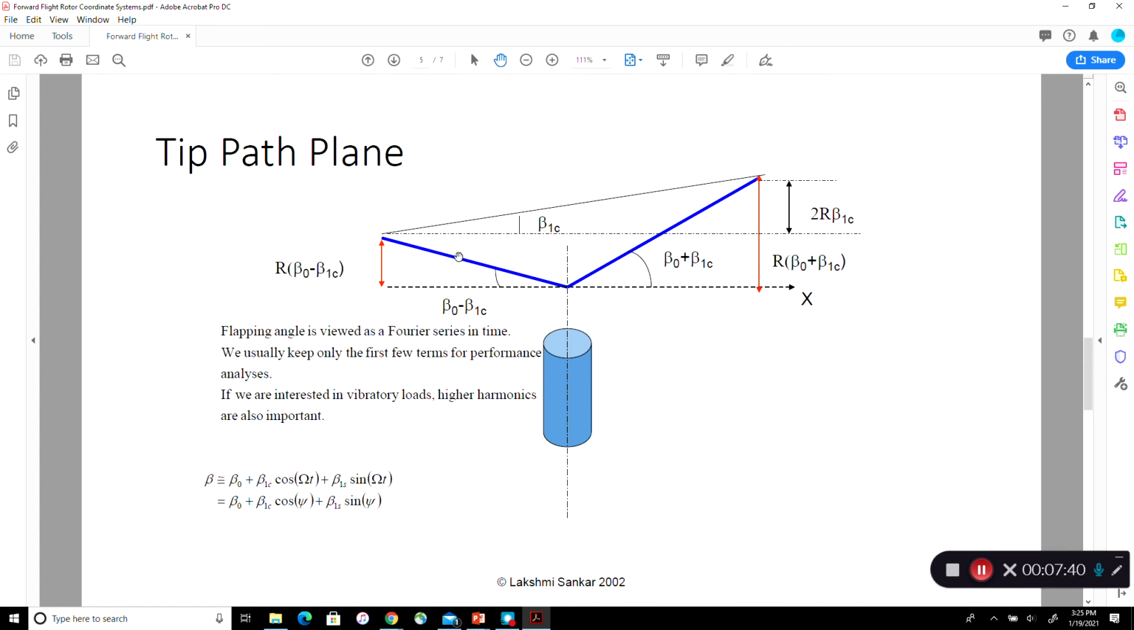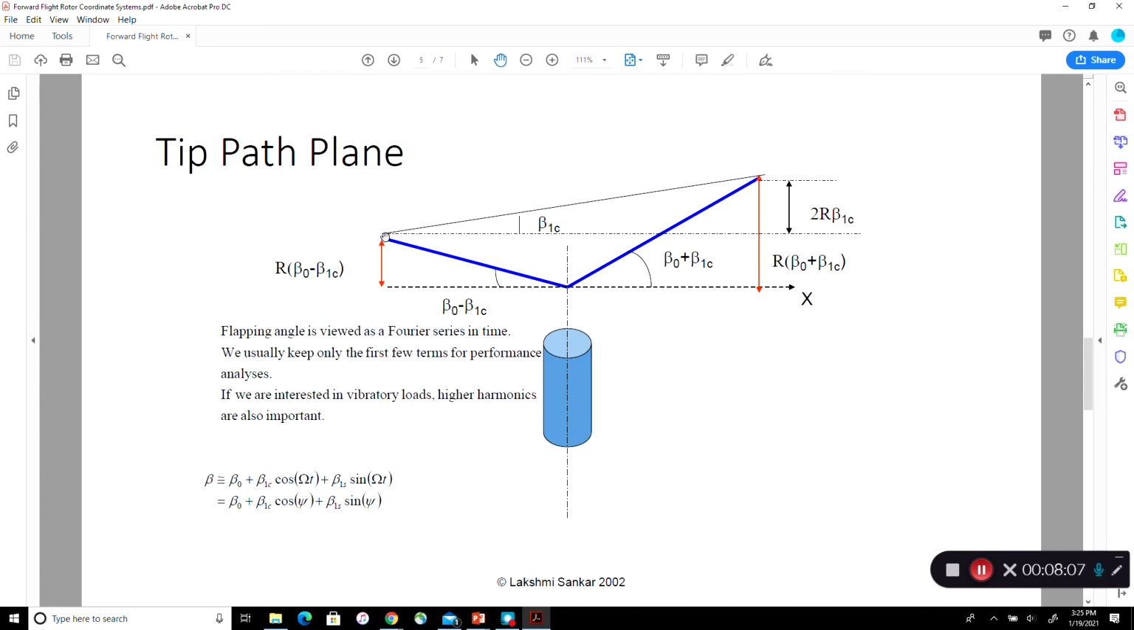How about in front of the pilot? This is r. Psi is 180 degrees. Cosine of 180 degrees is minus 1. So this angle is beta naught minus beta 1c. So the vertical height is r times sine of beta naught minus beta 1c, which is simply r times beta naught minus beta 1c for small angles when these angles are expressed in radians.